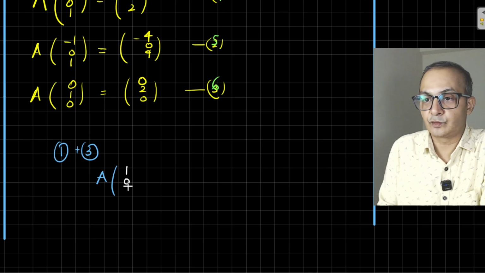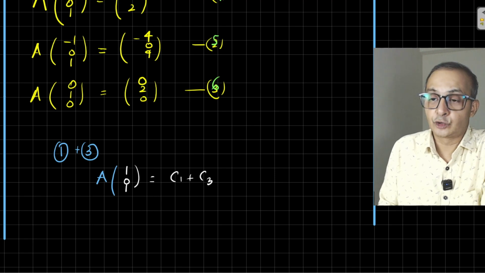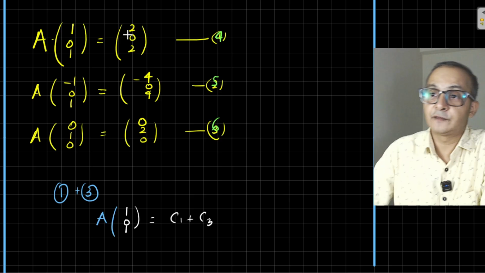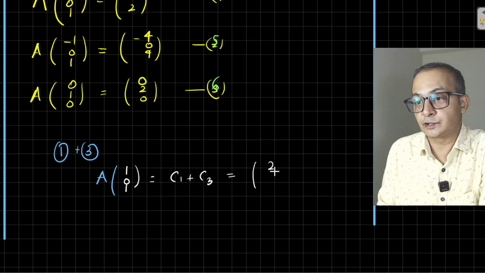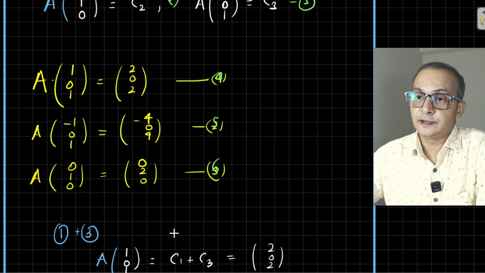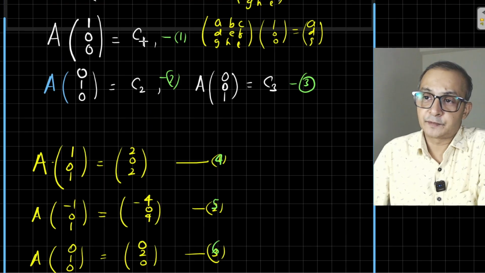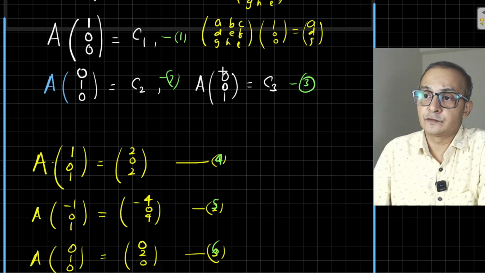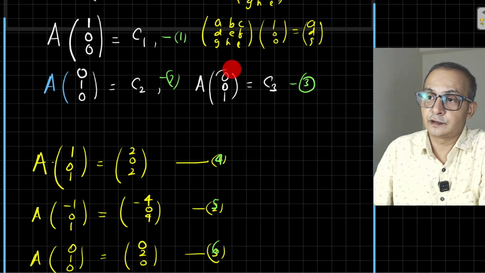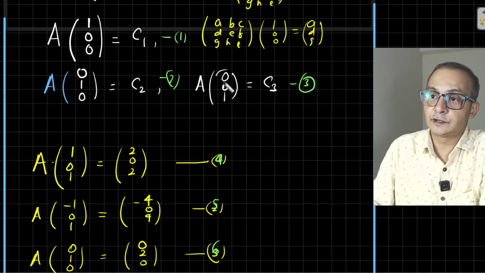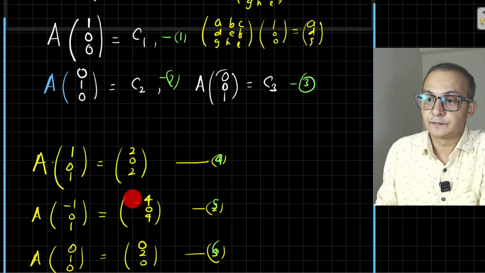A times (1, 0, 1) is equal to C1 plus C3. But you notice that A times (1, 0, 1) is already given as (2, 0, 2). It means what I got is C1 plus C3 is (2, 0, 2). Similarly, you can notice, if I subtract C1 from C3, this is 0 here, and this is 1. So 0 minus 1, negative 1, 0 minus 0, 0, and 1 minus 0, 1. So you get this fifth one.